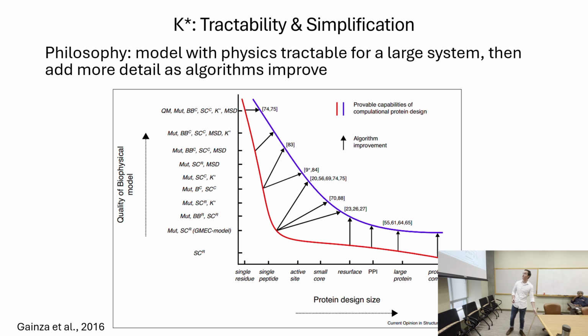This would be something with explicit quantum mechanical terms, mutations, continuous backbone flexibility, continuous sidechain flexibility, really good binding affinity approximation, multi-sequence design, everything we like. But we want to contrast that with the x-axis, which is actually the design size and what is tractable on. So what we're seeing here on this red line is the computational power pre-2016.